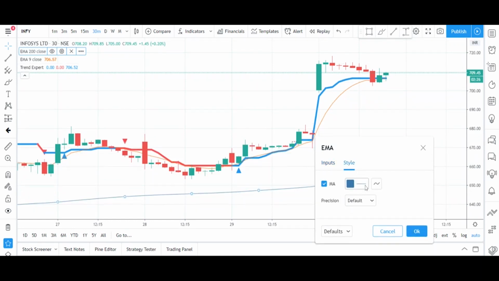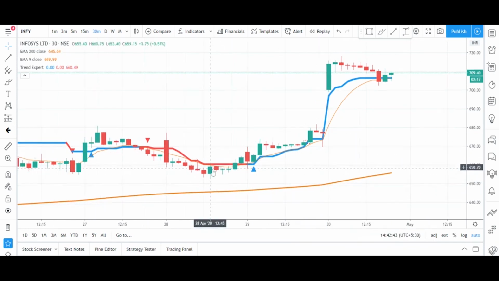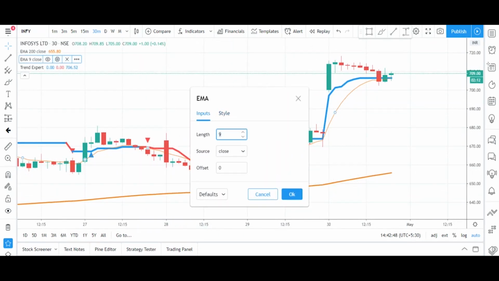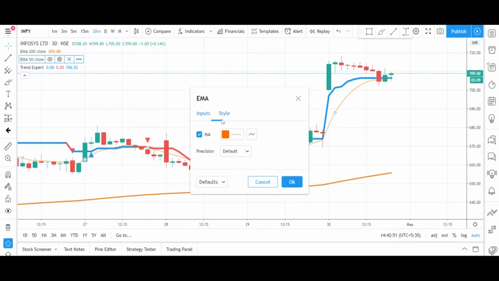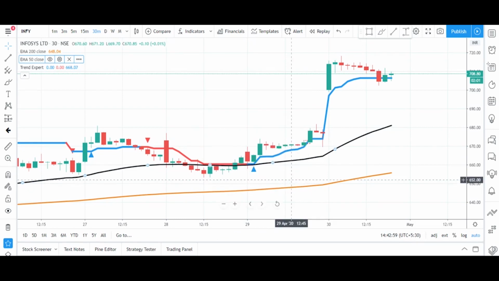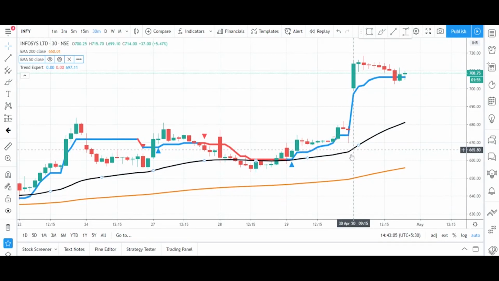Change the style, guys. Change the color to orange maybe, and increase the thickness, and you will find it here. And the second moving average exponential that we will be using is 50, and again change the color, make it black, and increase the thickness so that it is easily visible. So you can see 2 lines here. Black is the 50 moving average line, and the orange color is the 200 moving average line, and the buy and sell signals are given by our tool.